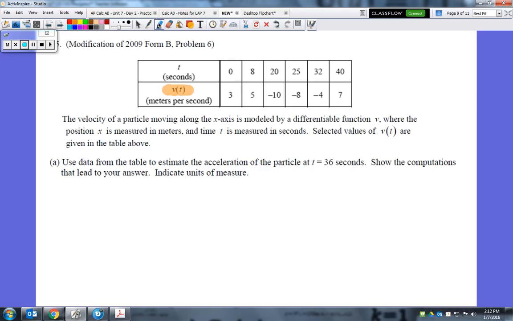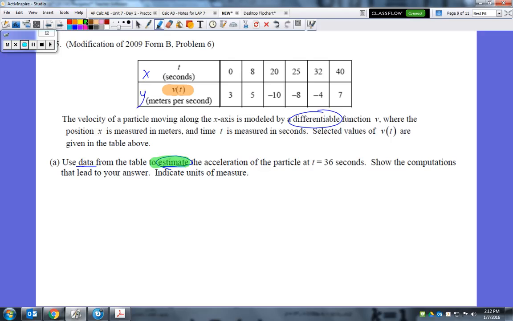Okay? You are to interpret this as x and y. So the velocity of a particle moving along the x-axis is modeled by the following differentiable function. This just means that I can take the derivative, guys. That's all it's saying. Okay? There aren't any cusps. It's differentiable everywhere. Okay? That's important but subtle. Where the position x is measured in meters and t is time in seconds. Use the data from the table to estimate.